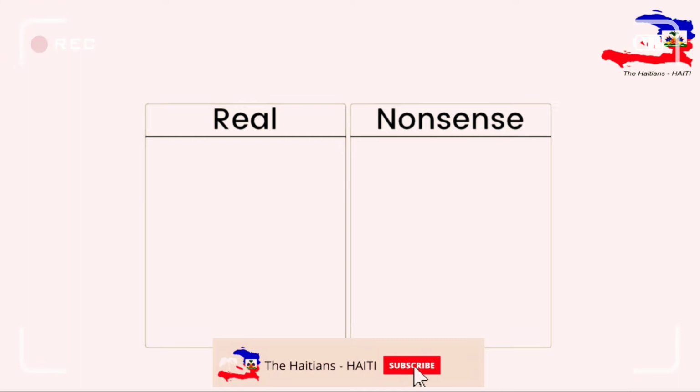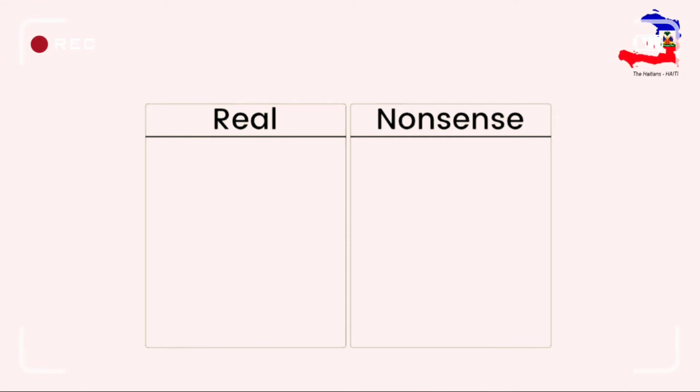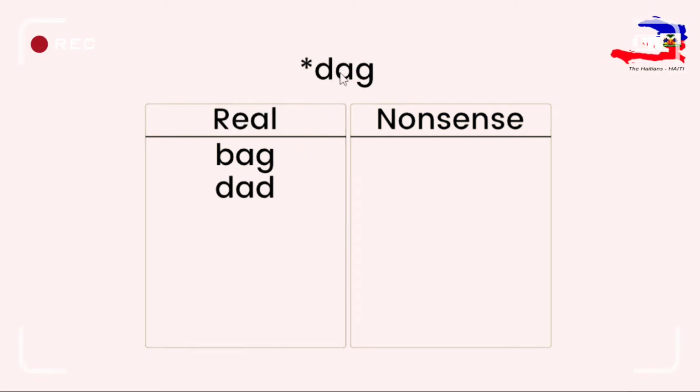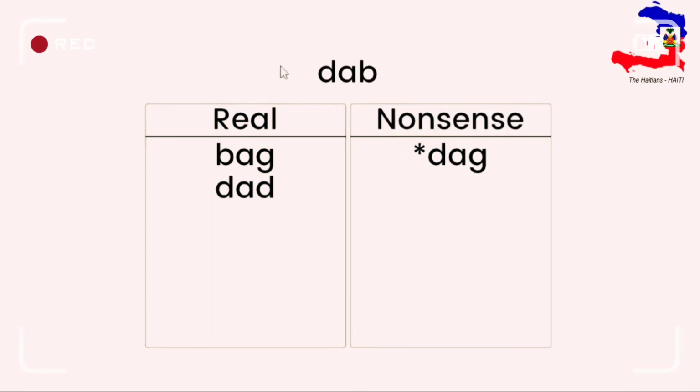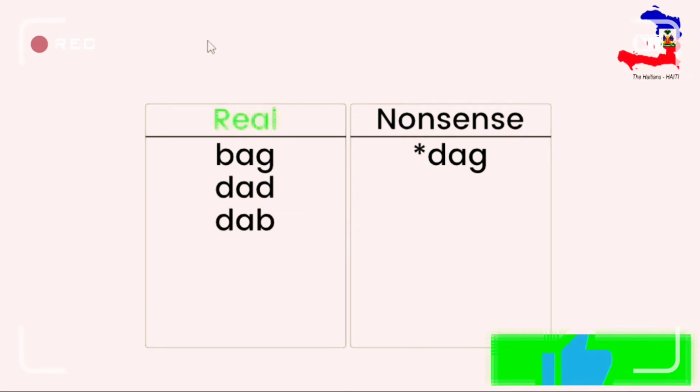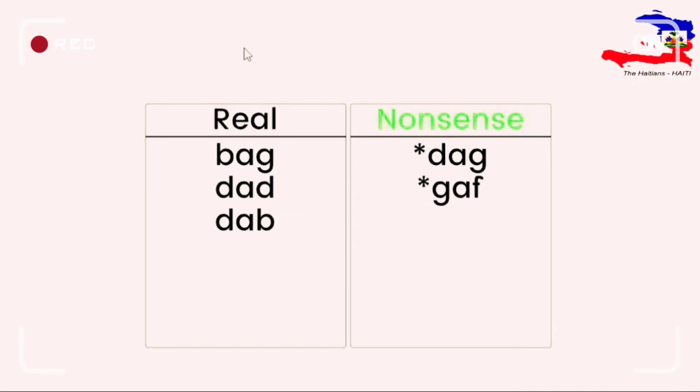Sort the words by dragging each word into its correct group. Each word is either a real word or a nonsense word. Bag. Very good. Right. Dag. Nicely done. Dab. Correct. Gaff. Great. Fad. You got it.